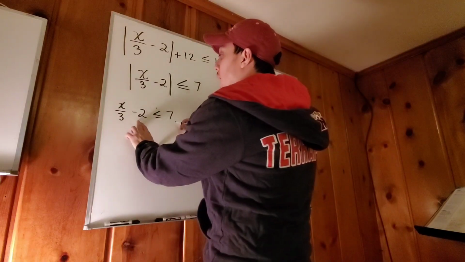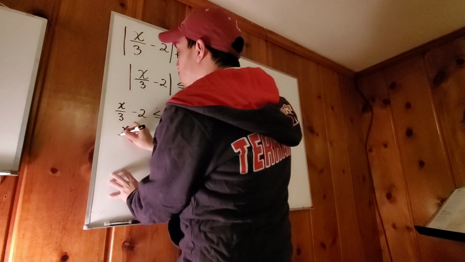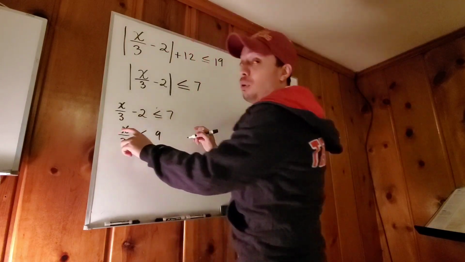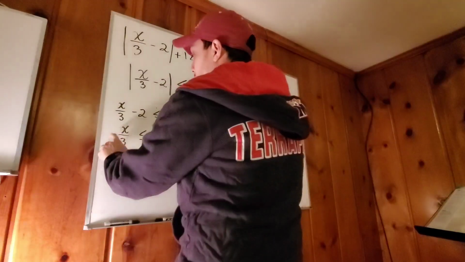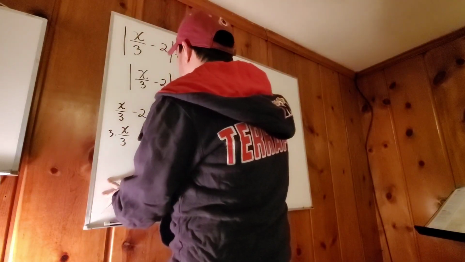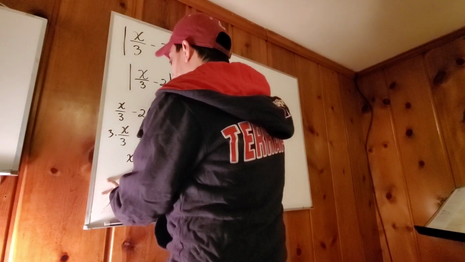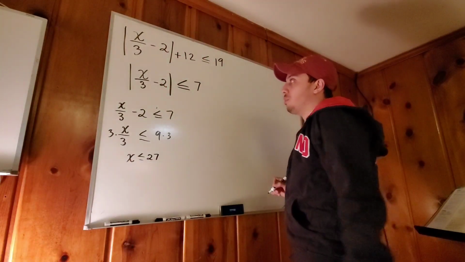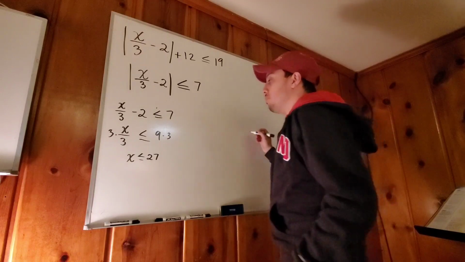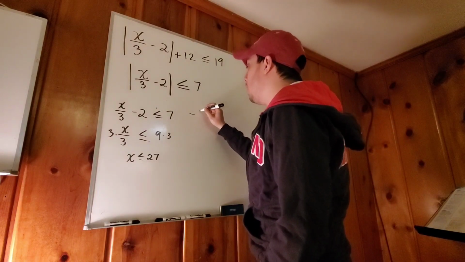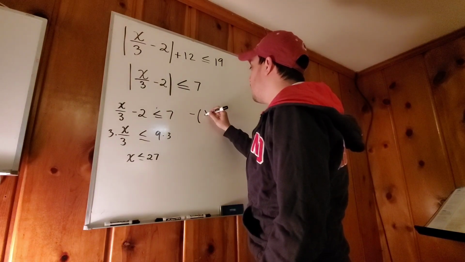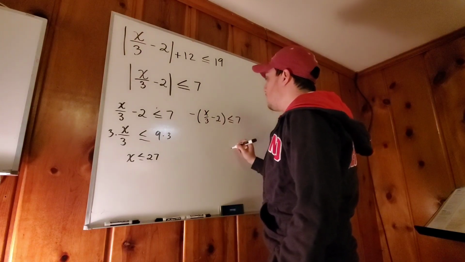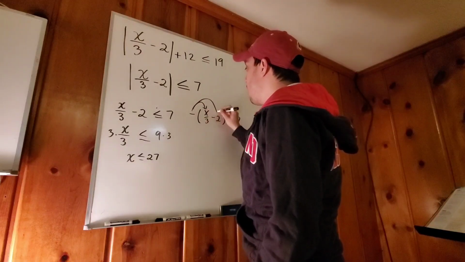So in here, we're going to add the 2 on both sides. x over 3 is less than or equal to 9. And then we're going to multiply by 3 on both sides. x is less than or equal to 27. Oh, beautiful. Small number for my number line, because why not? And then we have the negative x over 3 minus 2 less than or equal to 7. So the negative gets flipped.